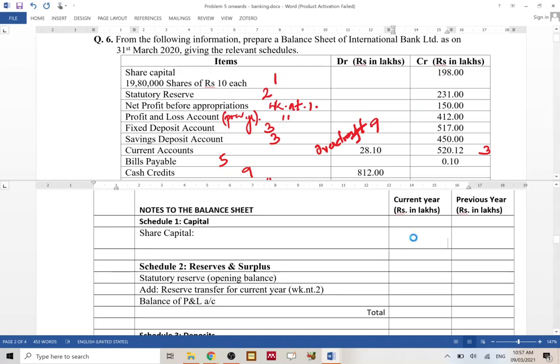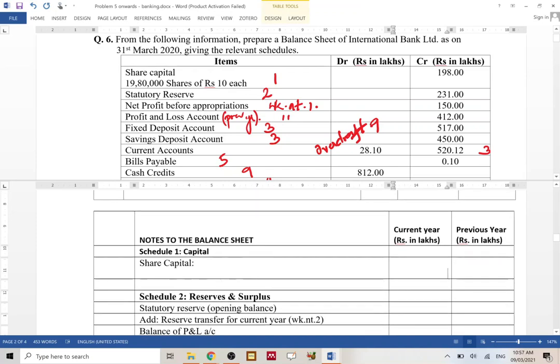Okay. We of course have only the current year amounts, and what we can do here, just like in the previous problem, is we will shift this and we will make this the final column, and this we will just use as the inner column to do all our calculations. Okay, so share capital, you're not given anything about authorized and the bifurcation, so we just have paid up capital. So it is 19,80,000 shares of rupees 10 each.